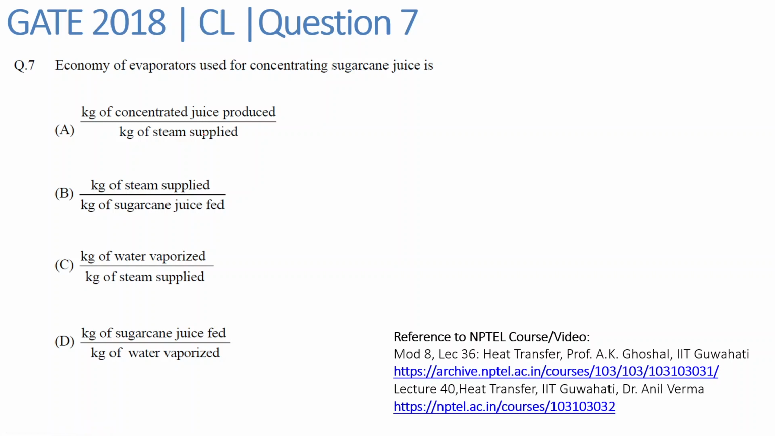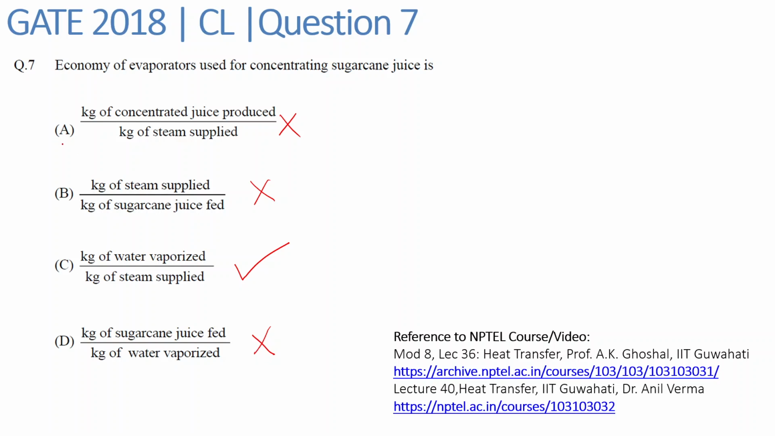So if we look into the given options, the first one is kg of concentrated juice produced. So this isn't the correct option. The second option is kg of steam supplied upon kg of sugarcane juice fed. So again, this is also incorrect. The third option is kg of water vaporized upon kg of steam supplied. So this option matches our definition, and this is the correct option. And the fourth, last one is kg of sugarcane juice fed upon kg of water vaporized. So this is also not the definition of steam economy. That is also a wrong option.